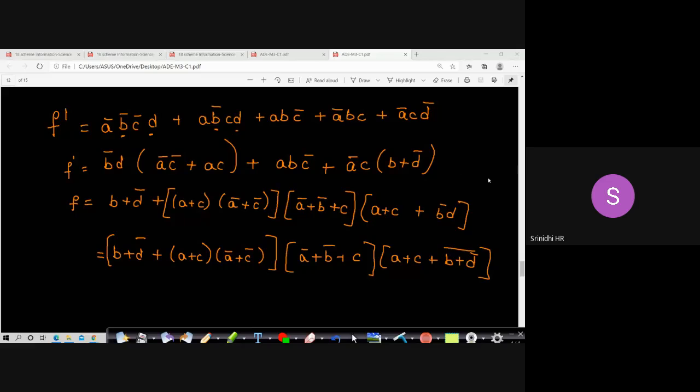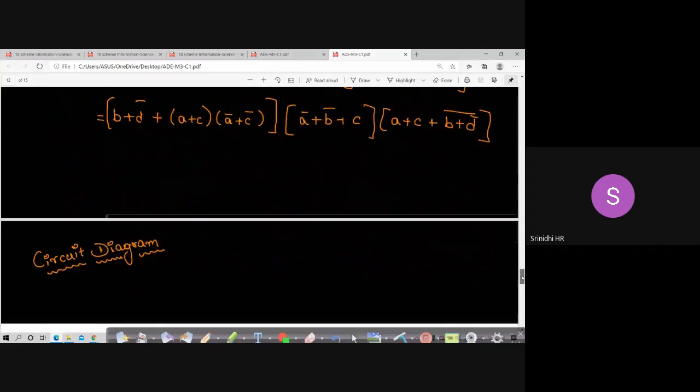So now let's go ahead. Next I can write my circuit diagram. What is the answer that we have obtained here? First I will be writing the obtained equation. My obtained equation is b plus d bar plus a plus c, into a bar plus c bar.